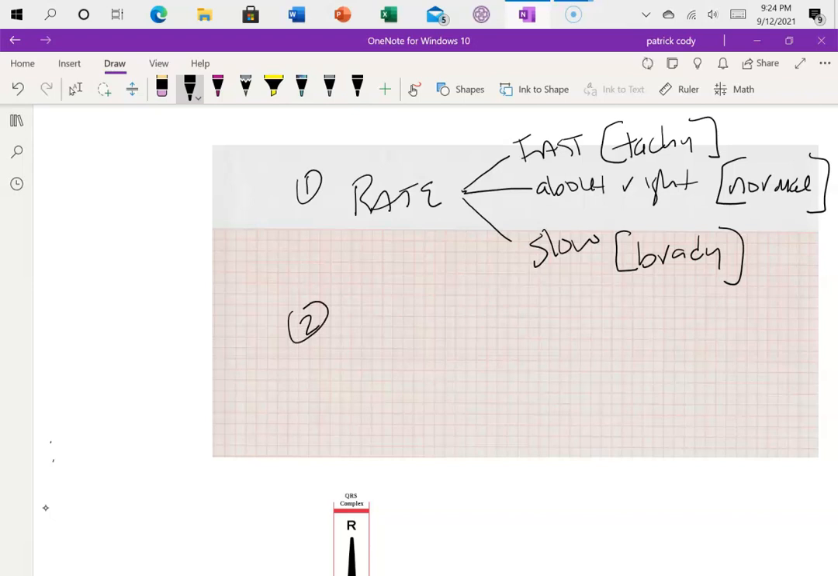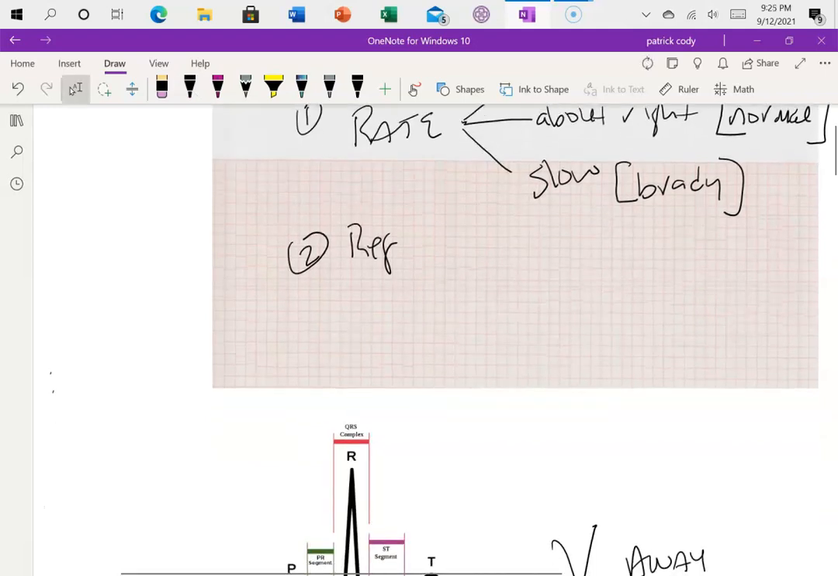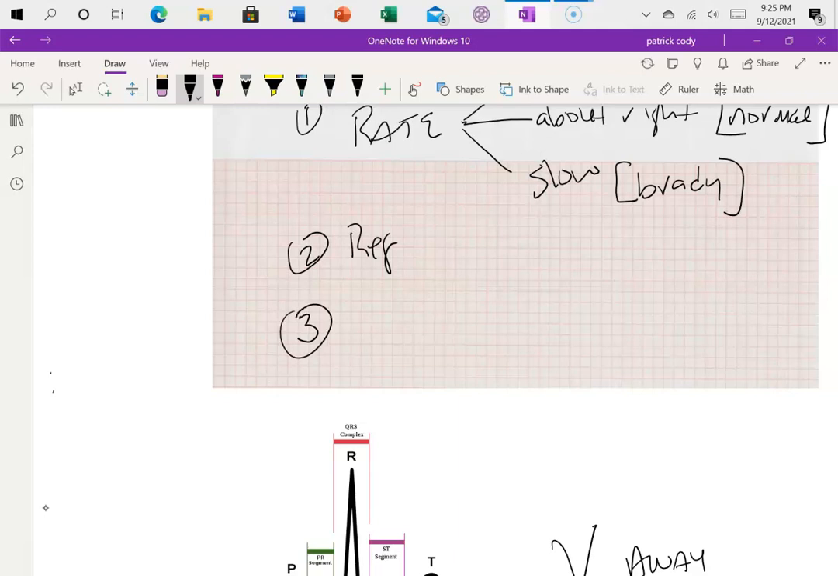Okay, and then I want to know the regularity. Is this thing regular? Is it regularly regular? Is it irregularly regular? Okay, that becomes important, especially if we're looking at rhythms such as atrial fibrillation like we reviewed in the last lesson. Okay, so is this thing regular? And then let's ask our P wave questions. Is there a P wave before every QRS? Is there a QRS after every P wave? And then, depending on those answers, it will lead us down a pathway to certain rhythms. And we haven't covered all those rhythms yet, so at this point I just want you to ask yourself the question, is there a P before every Q, a QRS after every P?